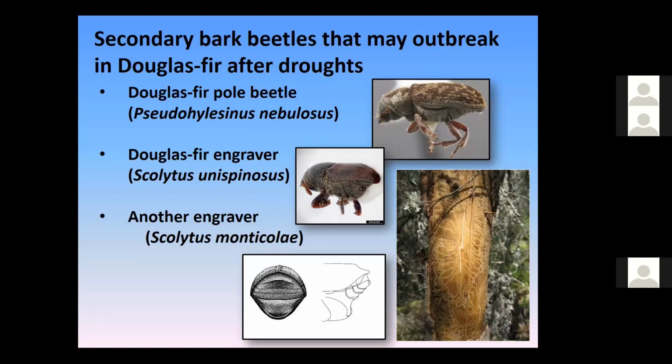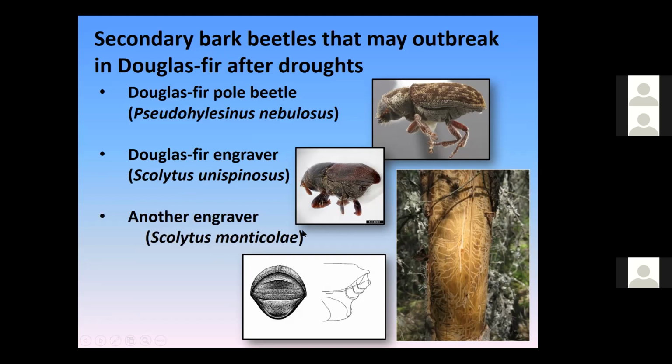I showed a couple pictures earlier of these, the egg galleries and the larval galleries. So the bottom right there, just to give you an indication of what these look like, these two species, the pole beetle and the Douglas fir engraver, leave a very similar gallery.